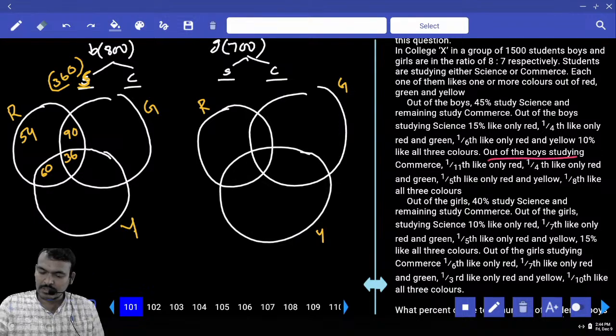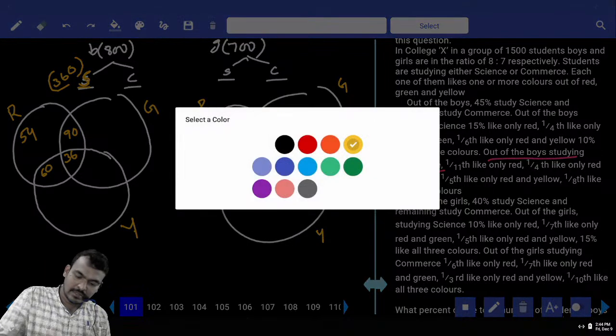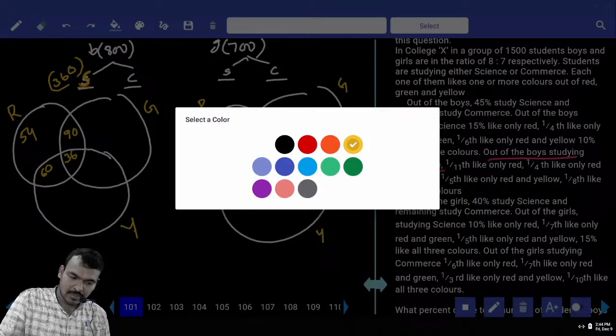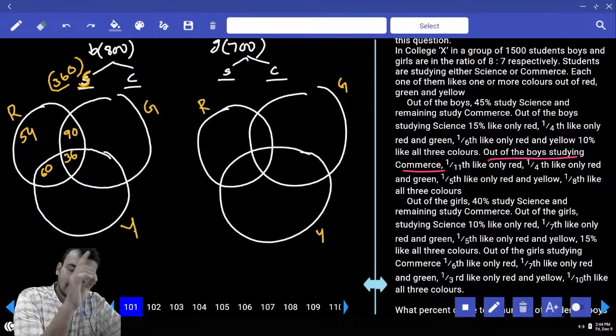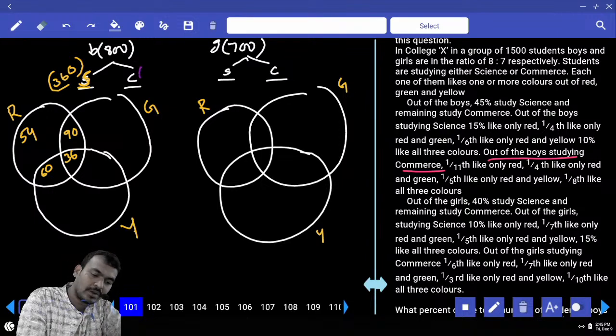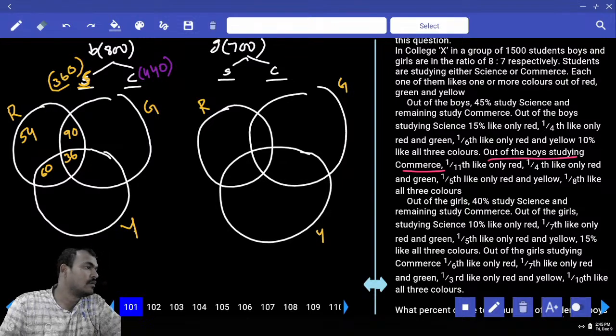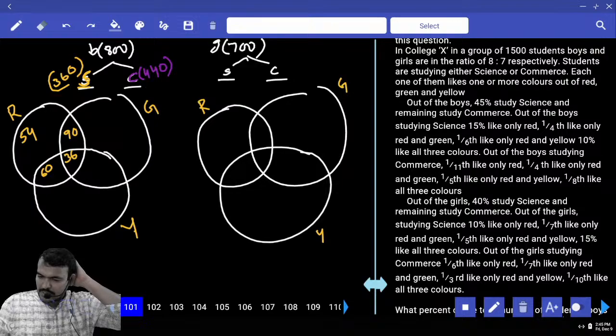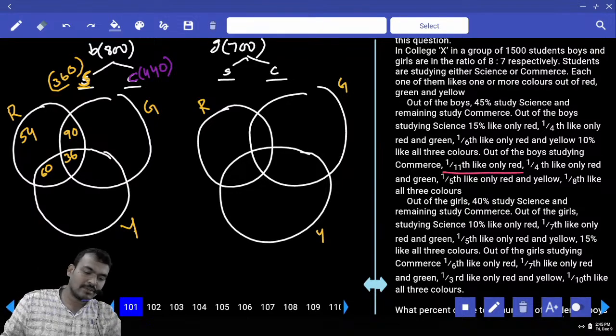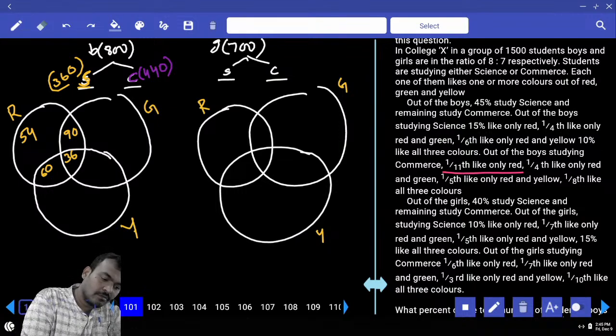Out of the boys studying commerce. Boys studying which one? Commerce. Out of 800, 360 are science, means remaining 440 are commerce or not? All the pink color values are which one? Commerce values or not? What is the first one? Out of the boys studying commerce, 1/7 like which one? Red. What is the 1/7 of 440? 40 or not?